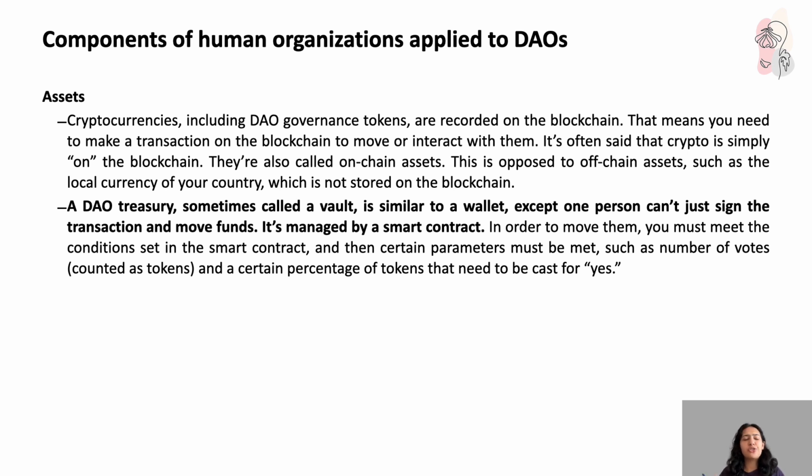A DAO's treasury, all the funds that are managed by a DAO, just consider it like a vault that no one can open alone. Only when the conditions are met, a certain minimum number of people have to vote in favor, then only are you able to move the funds. So you need to meet the conditions set in the smart contract along with the certain parameters that have been set, and then you're able to move the funds.